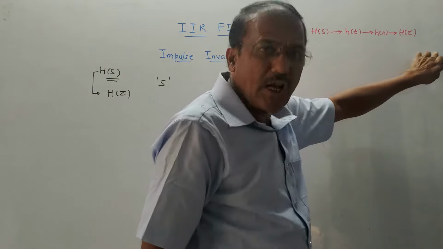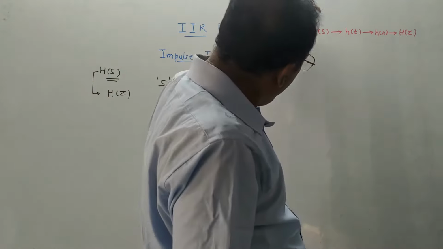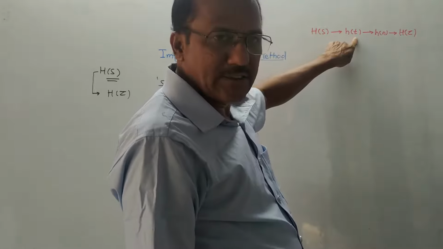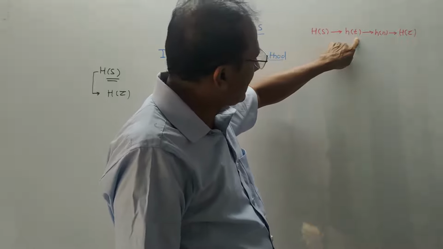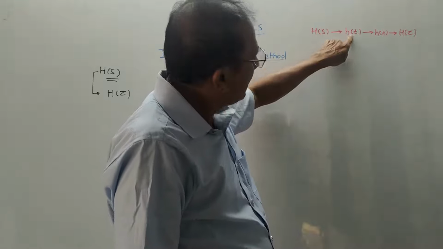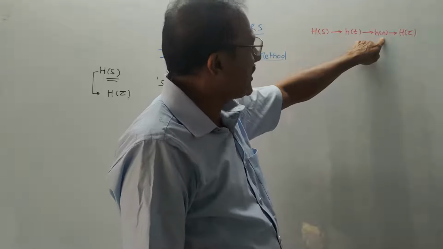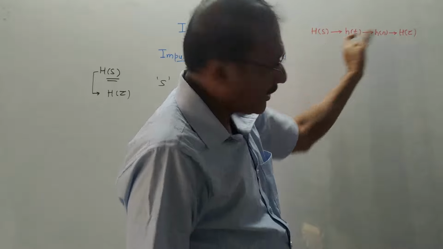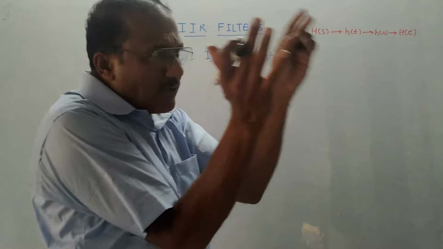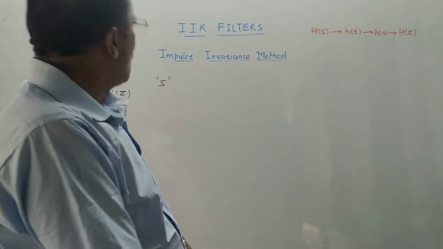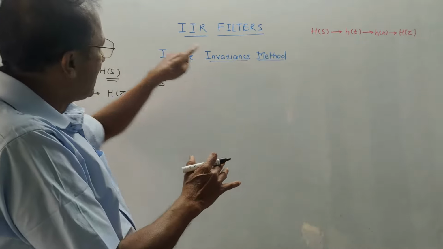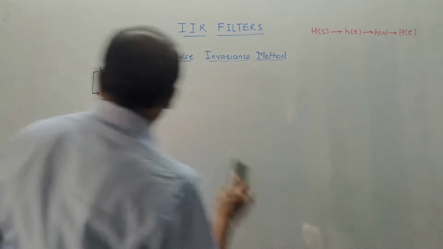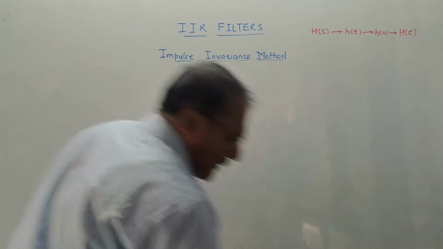So these are the steps for how we will perform the derivation. We have the available equation of H of S. Take inverse Laplace so that you will get H of T. Then perform sampling, you will get H of N. H of N stands for discrete signal. Then take Z transformation, you will get H of Z. After performing this, we'll arrive at one particular formula which will be used to design IIR filter using the impulse invariance method.